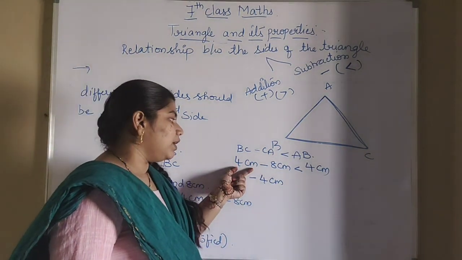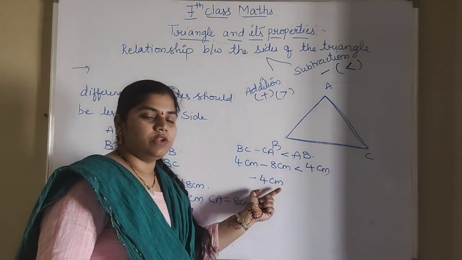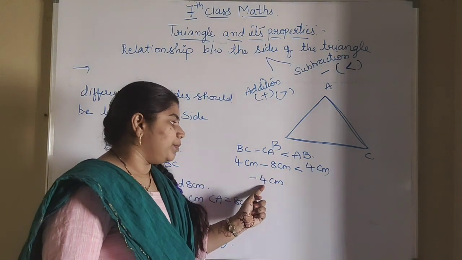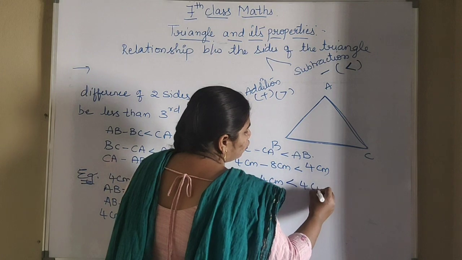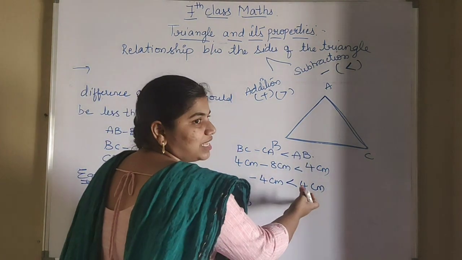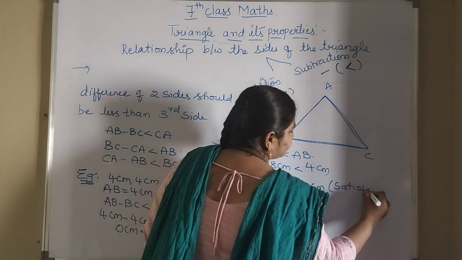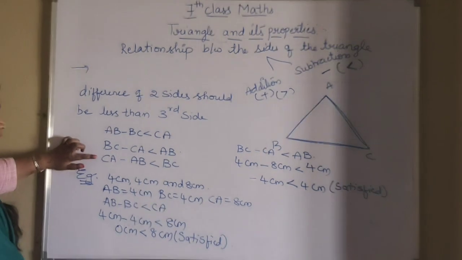From a smaller number, if you are subtracting a bigger number, the result will always be negative. 4 minus 8 will be minus 4. Minus 4 is less than 4 centimeters. Minus 4 is less than 4. So it is also satisfied. Next, the last condition.